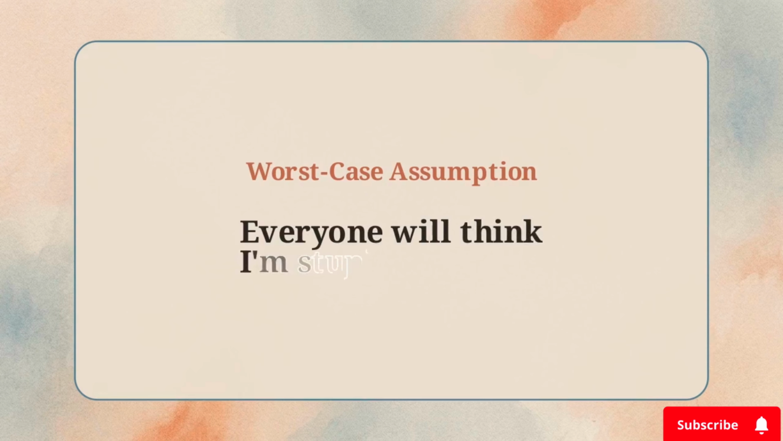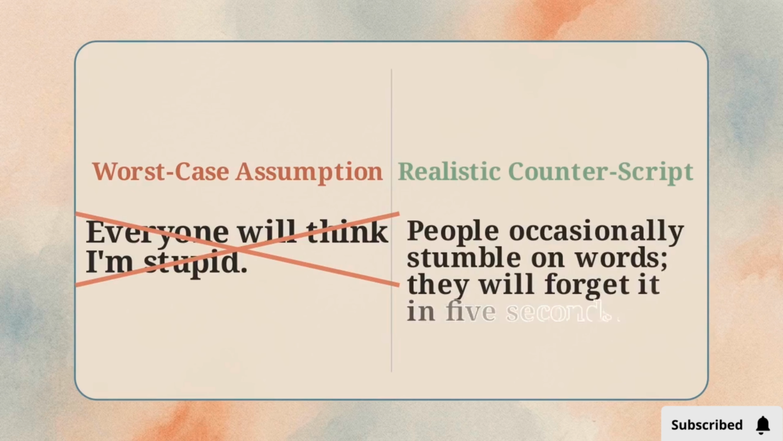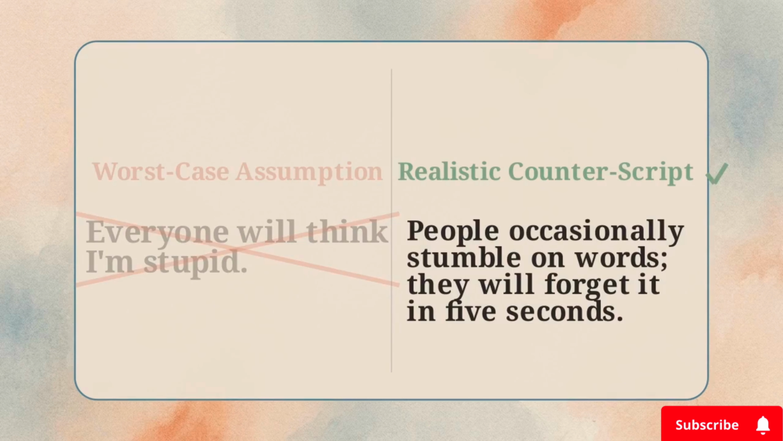A major catalyst for those physical symptoms is the spotlight effect. This is a cognitive bias where we assume other people are noticing our mistakes far more intensely than they actually do. Step 3 is to challenge those negative thoughts. Pick one of your triggers and write down the absolute worst-case assumption you have about it. Now, literally cross it out. Next to it, draft a realistic counterscript. Replace "everyone will think I'm stupid" with a grounded fact. People occasionally stumble on words. They will forget it in 5 seconds.